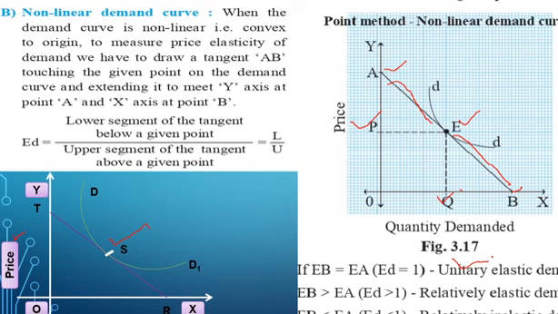So this is the non-linear demand curve in which one tangent is drawn which touches the y and x axis, and at point E, DD is the demand curve, P is the price and Q is the quantity, as shown in this diagram. So EB is equal to EA, unitary elastic demand; EB is greater than EA, relatively elastic demand; and EB is less than EA, relatively inelastic demand.